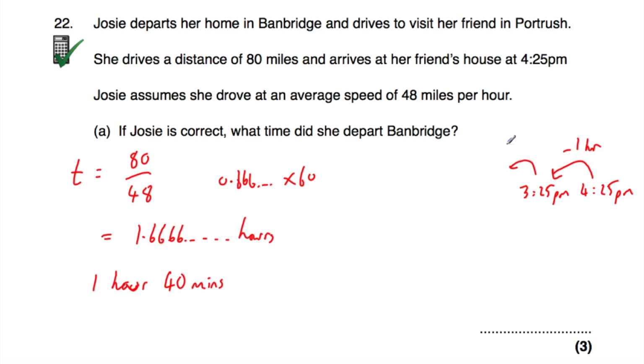So let's take away 25 minutes. And that'll bring us to 3 p.m. And then we need to go back another 15 minutes. So minus another 15 minutes would be equal to 2:45. So that means that she would have left Banbridge at 2:45 p.m. So let's write that down, 2:45. And that's it, 2:45 p.m. Okay, so let's go on down.